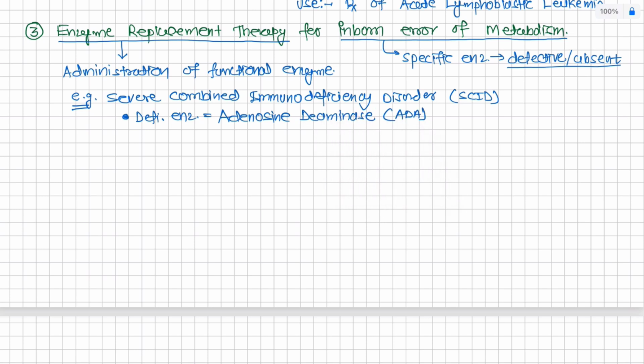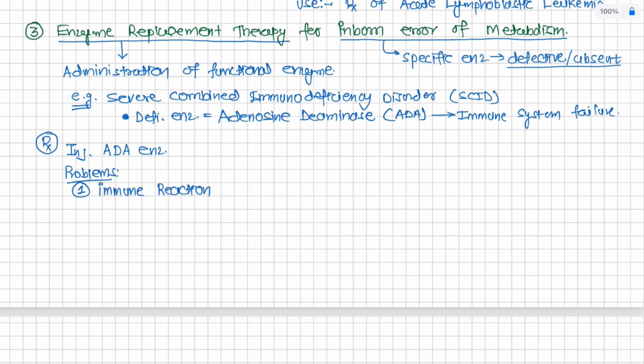Without this enzyme, the immune system does not work properly, leaving the patient extremely vulnerable to infection. Now, the straightforward approach would be to simply inject adenosine deaminase enzyme into the patient. However, this creates two major problems. First, injecting a protein enzyme can cause an immune reaction. The body might recognize it as foreign and attack it.